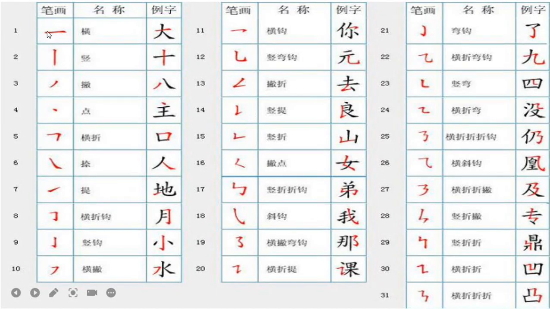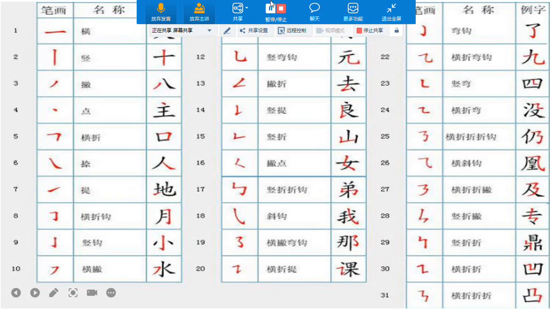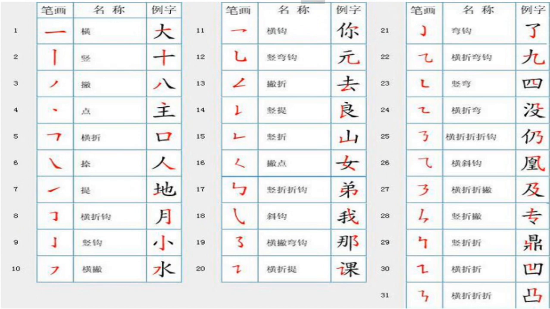Okay, look here. There are many strokes. When we begin to study Chinese, we should know the basic strokes because our Chinese characters were made of the different strokes. So let us continue. Okay, this is the first one, 横. When we write it from the left to the right, 横.